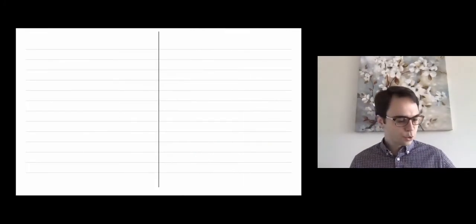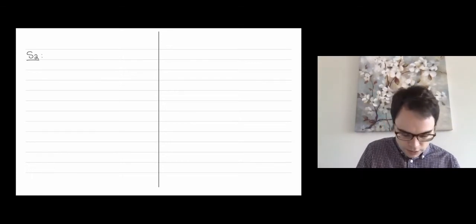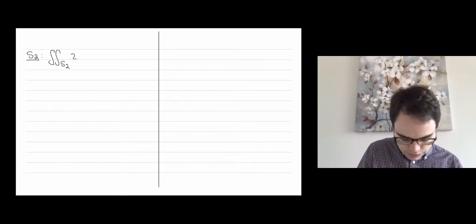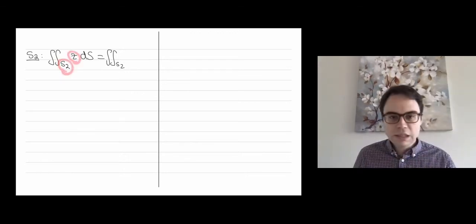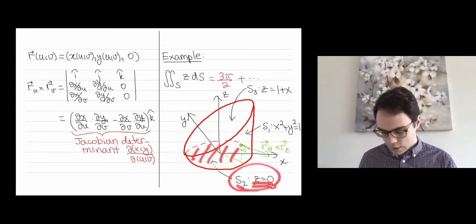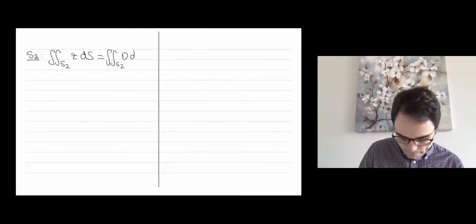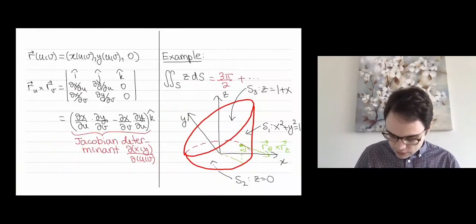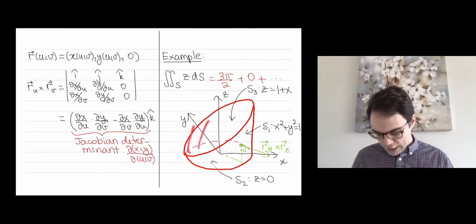All right, it turns out that the integral over S2 is going to be pretty fast. So the double integral over S2 of z times ds, well, this is an easy one. S2 is the bottom, right? So on S2, the function z is always equal to 0. So the integral of 0 over this disk is of course going to be 0. Right, so that's a nice one, but we still have to figure out the integral over S3.